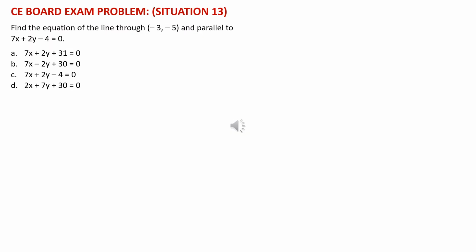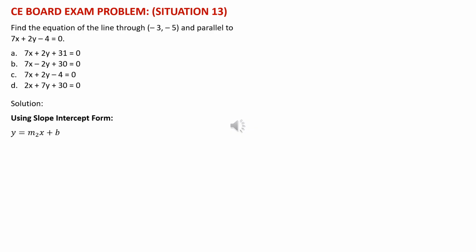Right? Let's have another board exam problem. And we have it as situation number 13. Find the equation of the line through (-3, -5) and parallel to 7x + 2y - 4 = 0. The following choices are 7x + 2y + 31 = 0, 7x - 2y + 30 = 0, 7x + 2y - 4 = 0, 2x + 7y + 30 = 0.